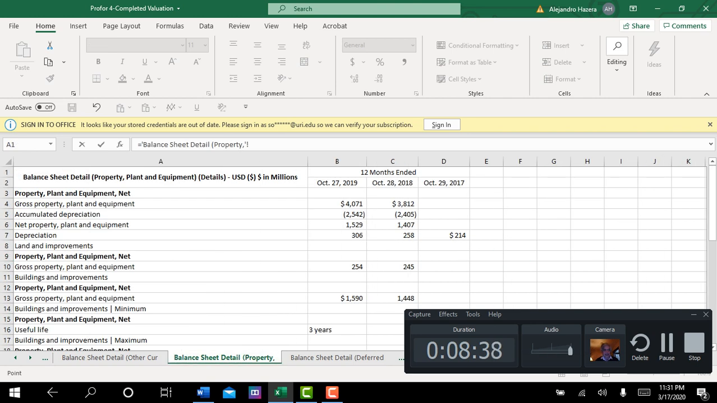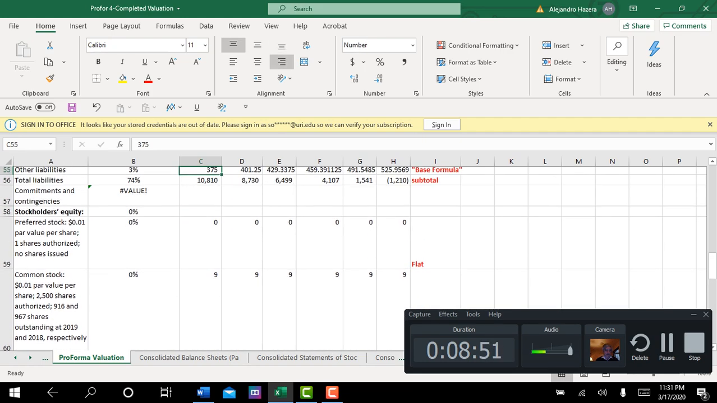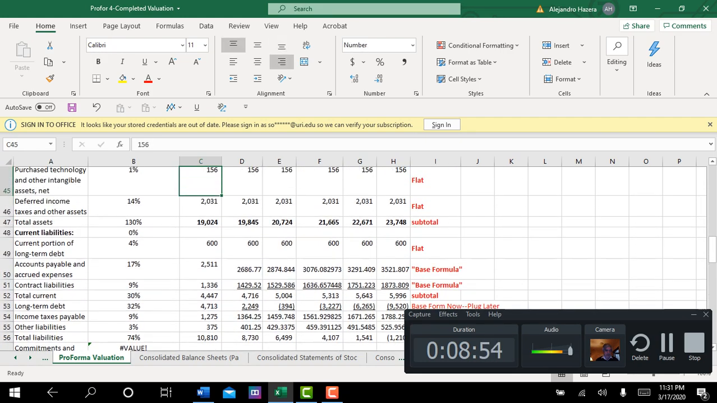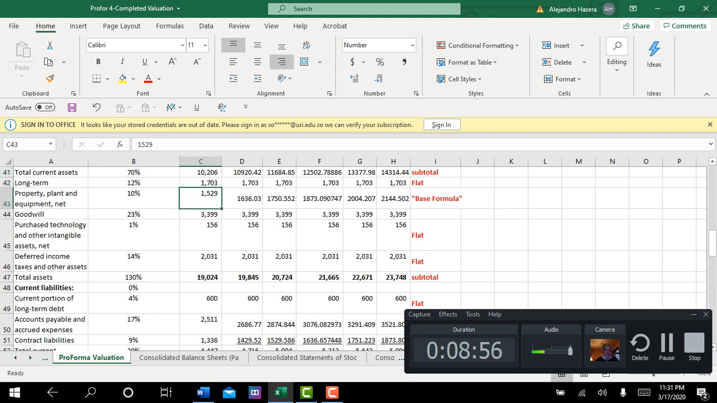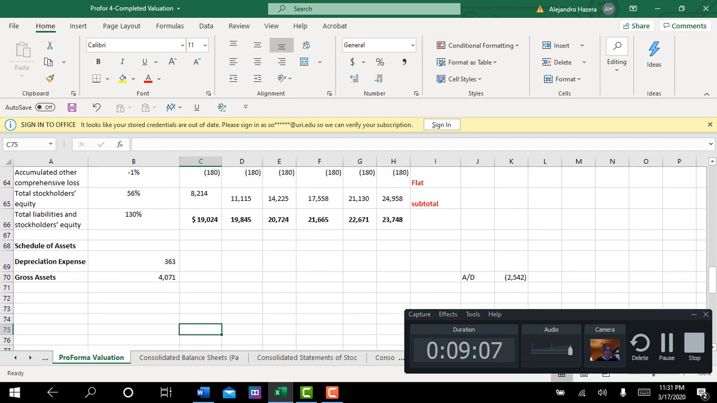I just want to mark the accumulated depreciation, which is 2542. So our gross assets are 4071, and against that they're deducting 2542. And just to reiterate the point, if you go up here, the net of those two numbers should equal 1529, which is the number they gave you in that sheet way off to the right. Okay, so we've got our depreciation expense and gross assets.